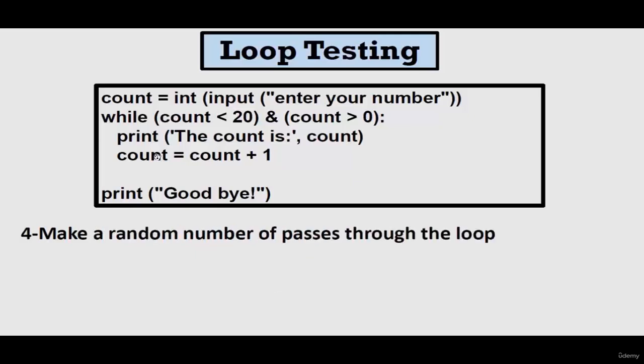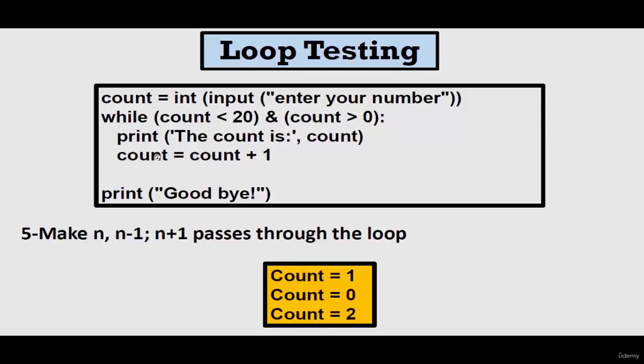Then we make a random number of passes through the loop, for example 10. Then we make n minus 1 and n plus 1 passes through the loop. So n means the maximum number of passes that can be made inside the loop, which means 1, 0, and 2. What are these numbers?